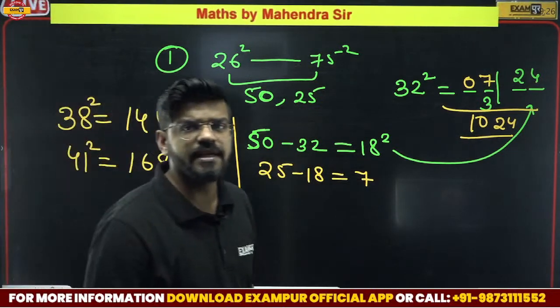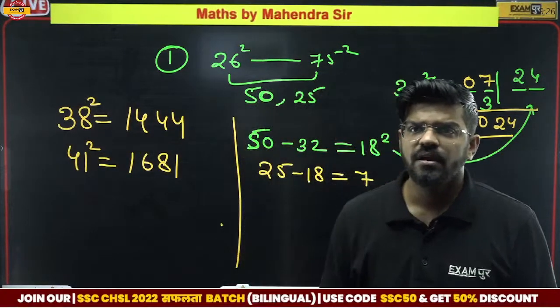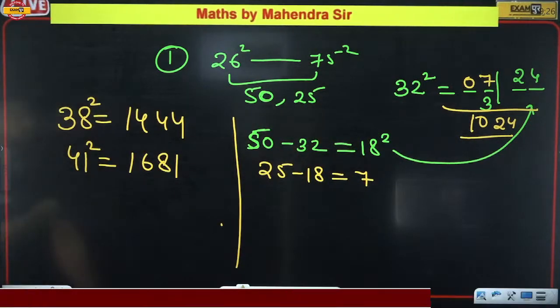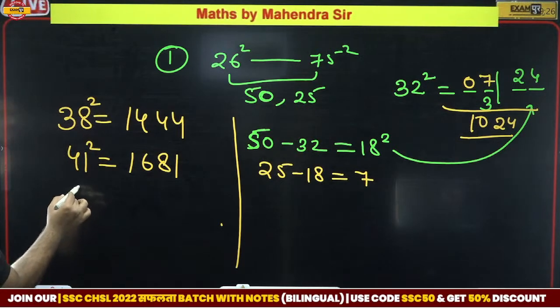41 square. Did you get that all? Yes or no? Superb. Okay, now the final one.